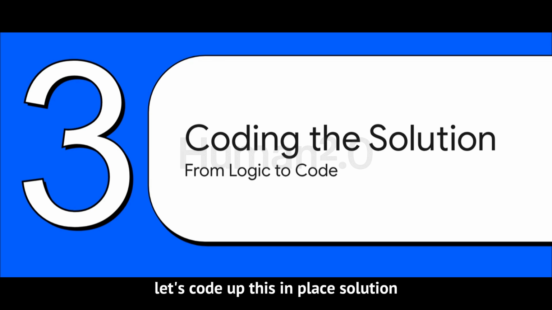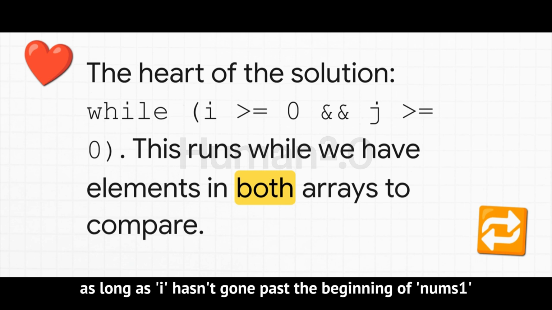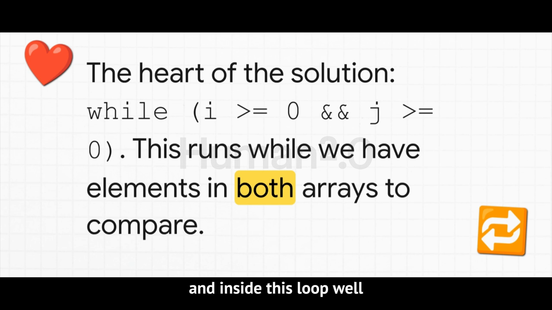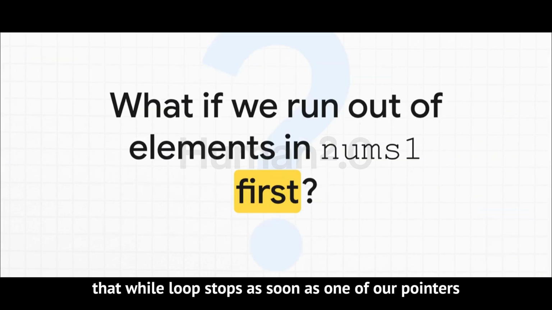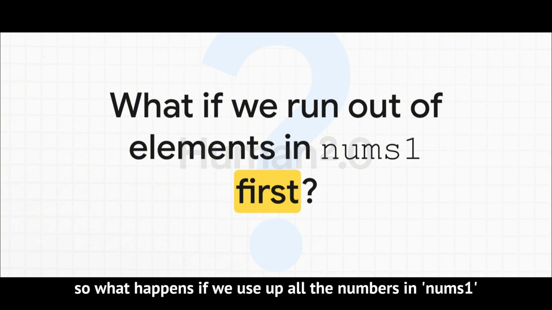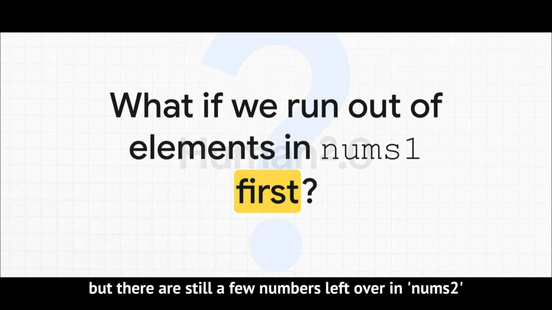Let's code up this in-place solution. The absolute core of our solution is this one while loop. It's set to run as long as we have numbers left to compare in both arrays. So as long as i hasn't gone past the beginning of nums1 and j hasn't gone past the beginning of nums2. And inside this loop, well, that's just the compare and place logic we've been walking through. But wait a minute, that while loop stops as soon as one of our pointers, i or j, runs out of road. So, what happens if we use up all the numbers in nums1 first? What if pointer i drops below 0, but there are still a few numbers left over in nums2?